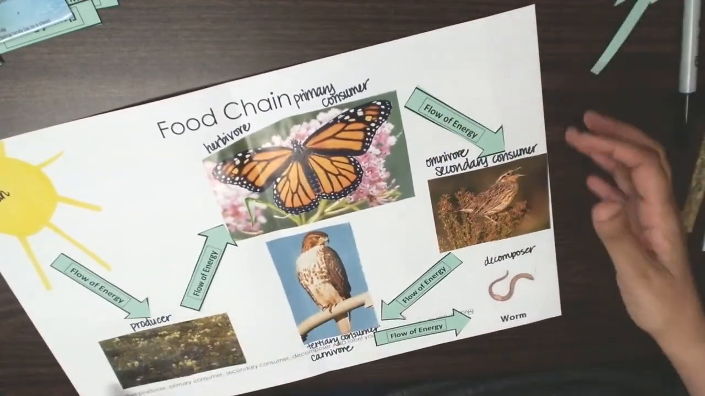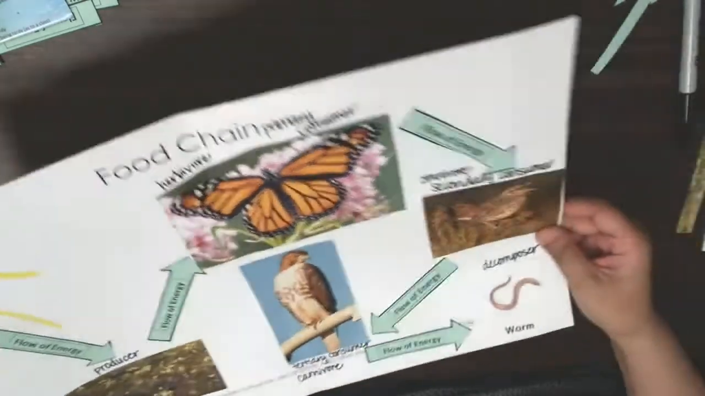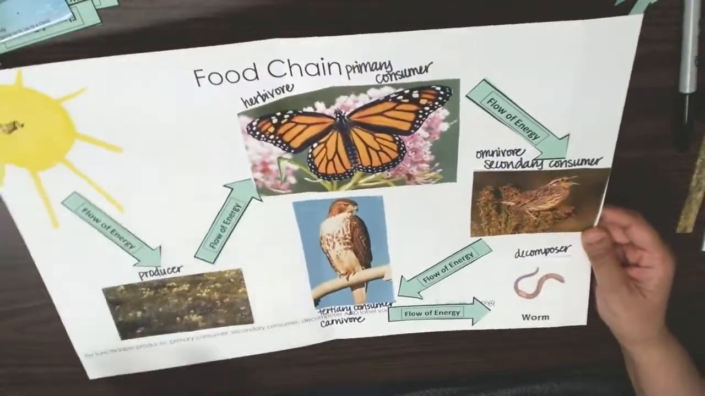So this is your food chain. You're going to take a picture and upload it into Canvas.